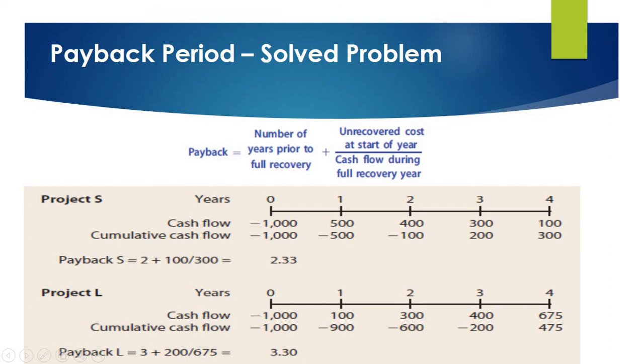So in this case, whether the projects are independent or mutually exclusive, we can only accept Project S, and Project L will be rejected whether the projects are independent or mutually exclusive, because Project L does not meet the criteria, which is that Project L fails to recover its initial investment in less than 3 years.